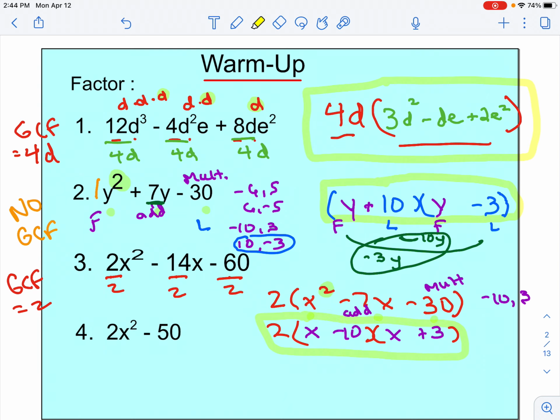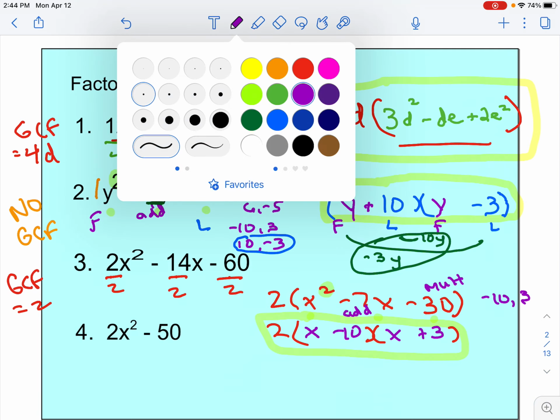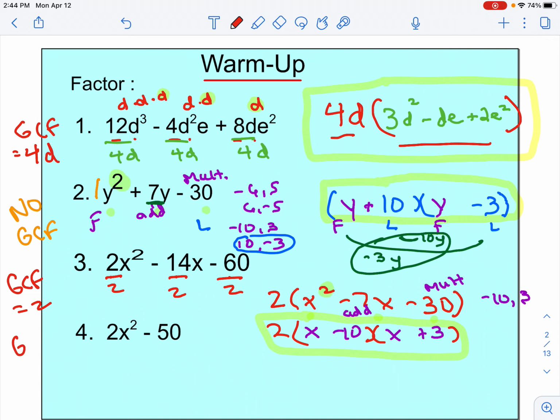All right, last but not least, this last one also has a greatest common factor. The greatest common factor is 2. Again, I'm going to divide by 2, and that's going to give me 2 times x squared minus 25.